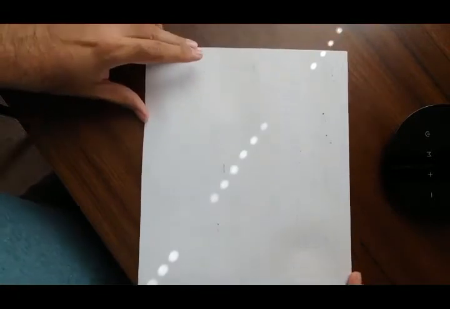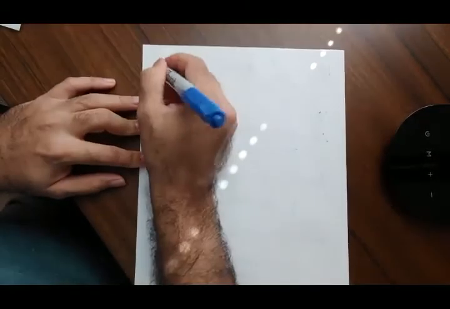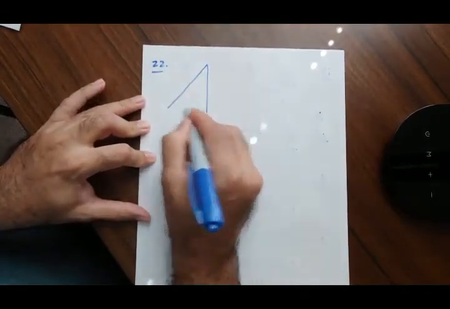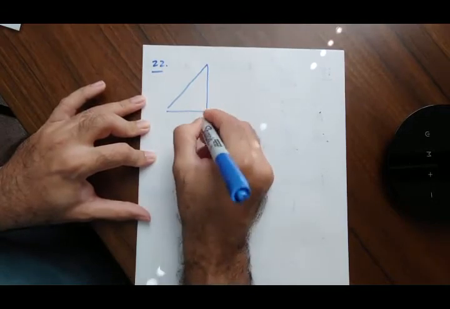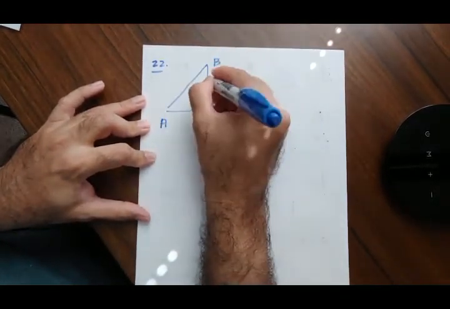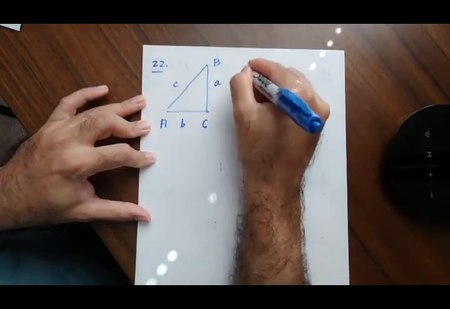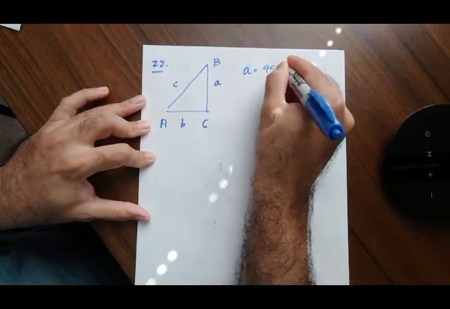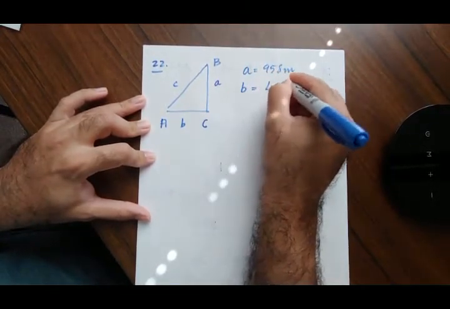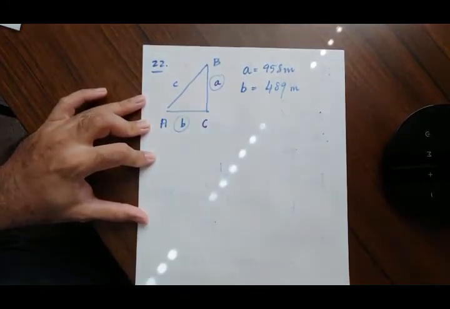This is number 22. And here also a right angle triangle is given to you. C is the right angle. And similarly, I'm just marking this A, B, and C as a convention. A is given as 958 meters and small b is given as 489 meters. So this and this are given to you.